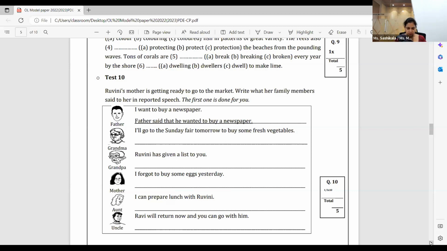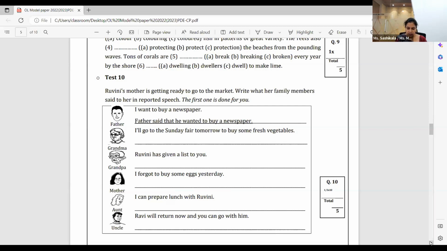Right, next one. Uncle said, yeah, Ravi will return now and you can go with him. Now the changes should be will, now, you, can, him. So there are a lot of changes here. Will, now, you, can go there, can, and him. Let's see how to write the reported speech sentence.